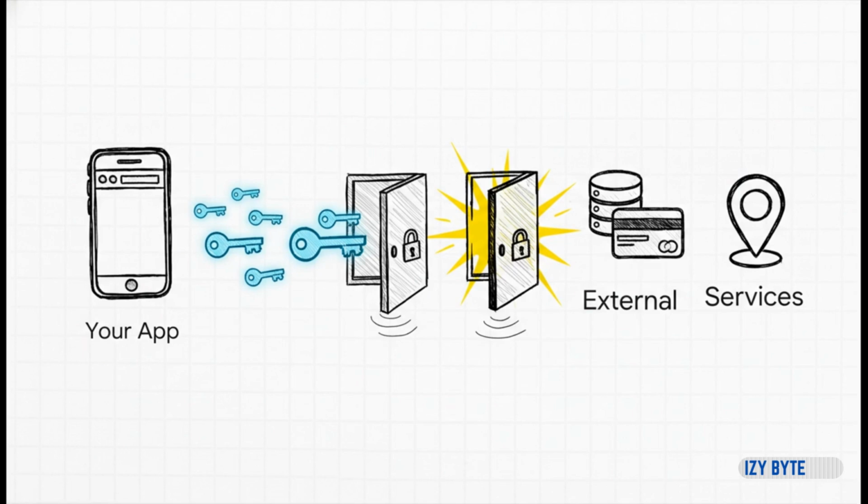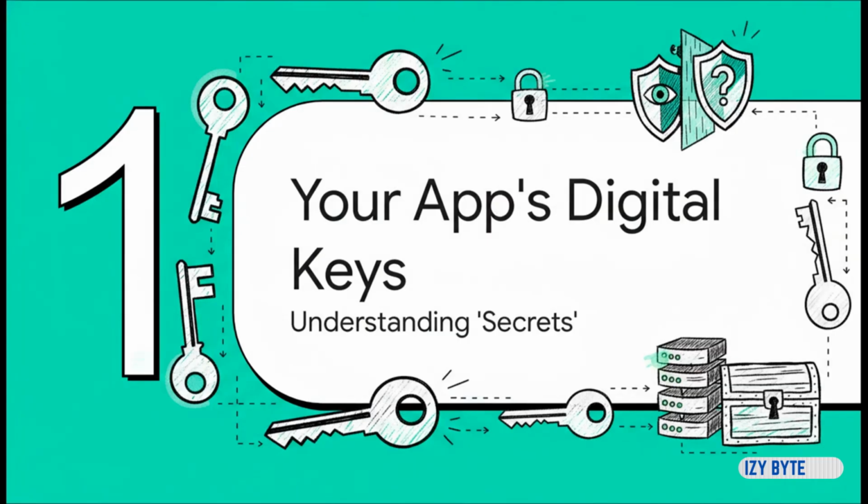And that's going to be our main metaphor for this whole explainer. It's simple, really. Just like you need a physical key to get into your house, your app needs these digital keys to unlock all the different services it depends on. So these digital keys we're talking about, in the developer world, these are what we call secrets. Let's dive in and break down exactly what that means.